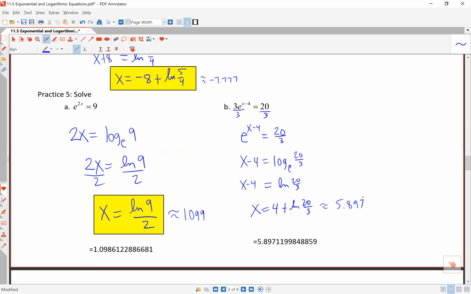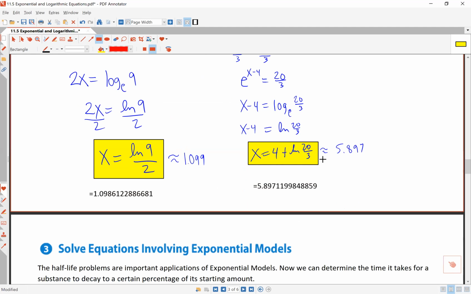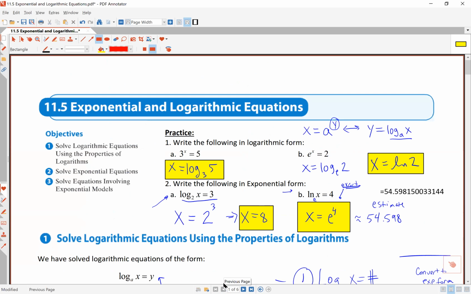And again, we would estimate this if it was an application problem, which is what the next section is devoted to, or I should say next objective, which is objective 3, solve equations involving exponential models. And this concludes the video for section 11.5, exponential and logarithmic equations. Objective 2, solve exponential equations.